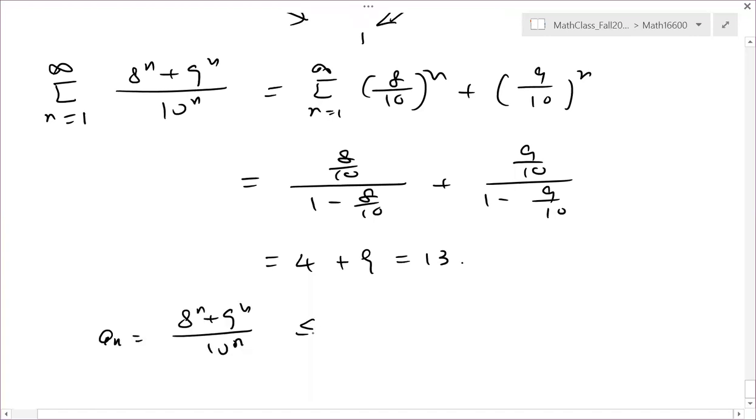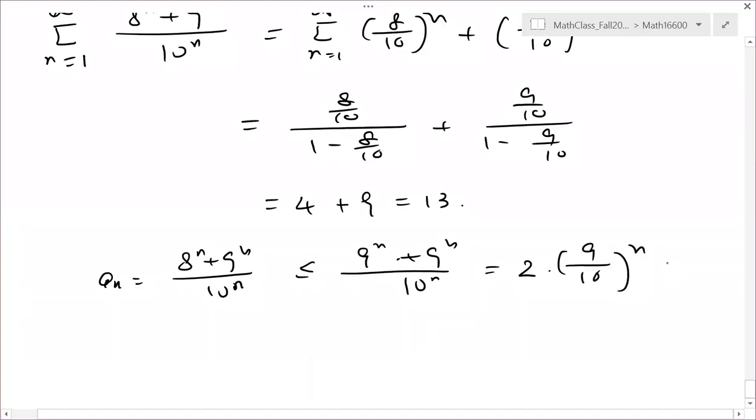Again, you have to do an estimate. It's going to be 9 to the 9, right? And that's twice 9 over 10 to the power n. And then you compare with the geometric series, and it's convergent, okay? Because sigma bn is convergent, therefore sigma an is convergent.